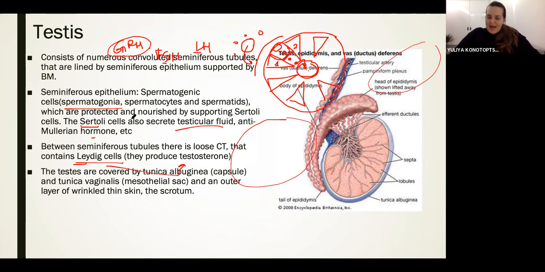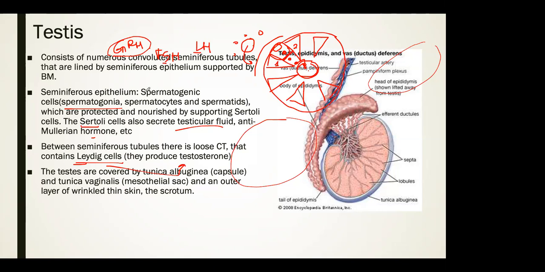Anybody hablo español? Because fun fact, Müller is a female in Portuguese and Spanish, so it's very interesting. Male is hombre, which is also human. But yeah, remember that Müller is a female. So Müllerian hormone, it will lead to Müllerian duct, it will lead to formation of female things.